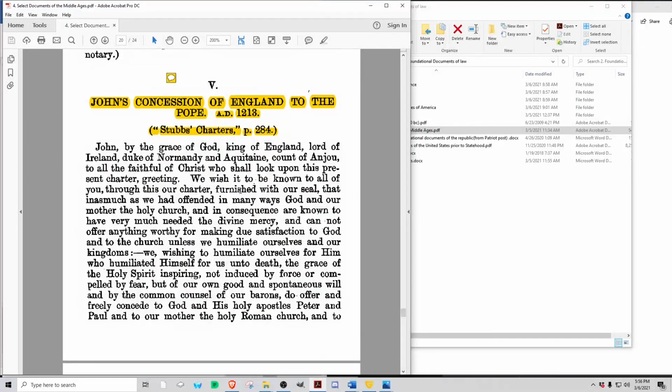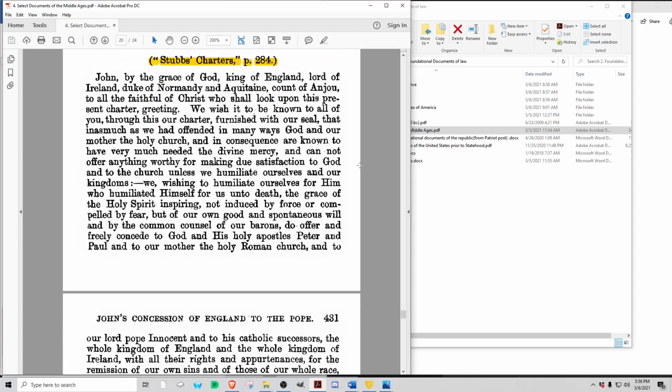This is what I wanted to get to. John's concession of England. Yes, you heard that correctly. John's concession of England, meaning he gave all of England to the Pope. Not a joke, actually happened. John, by the grace of God, King of England, Lord of blah, blah, blah, blah, blah, blah, blah.